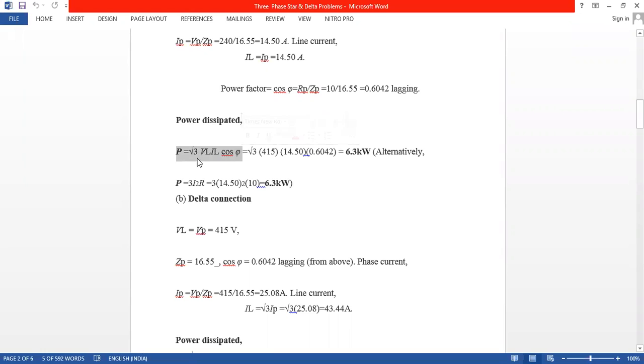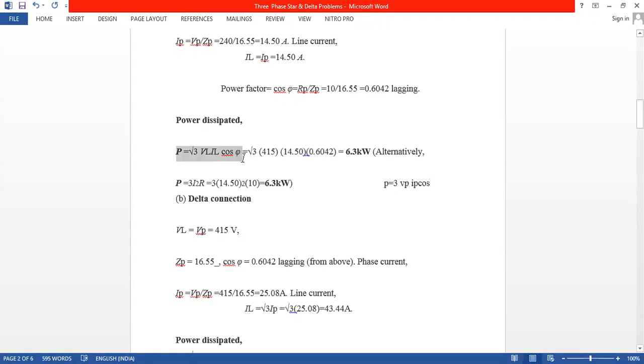I'll explain once again. Sir, how are you writing P is equal to root 3 VL IL cos theta? Actually, the three-phase power formula is P is equal to 3 into V phase I phase cos theta. That is the formula, so I'll write here: P is equal to 3 into V phase I phase cos theta. But what is phase voltage for a star connected system? Phase voltage equals line voltage by root 3. So root 3 into root 3 is 3. Therefore, we are getting this one.